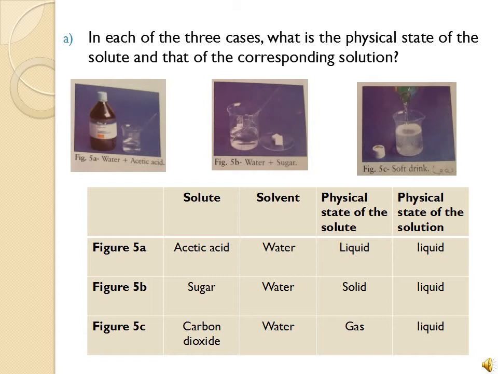For each figure, let's find who is the solute and who is the solvent, and talk about the physical state of the solution and the physical state of the solute. Let's start with figure 5a, which consists of water and acetic acid. So who is the solute? Who is dissolving here? The acetic acid is the part that dissolves. The water is what does the dissolving. So the solute is acetic acid and the solvent is the water.